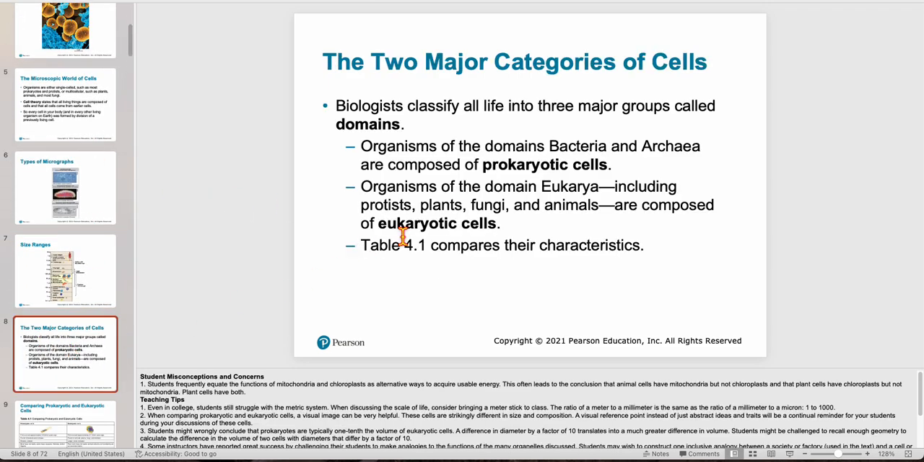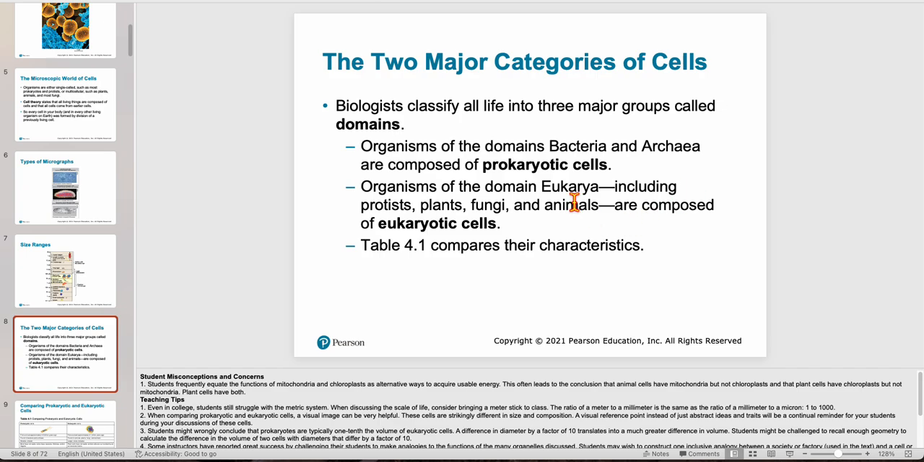Okay, next slide. Okay, this is where it's very important to know the three major groups that we call domains. Now, the first one we see here is bacteria and archaebacteria. That's the full name of this one. Bacteria and archaebacteria. Those are called prokaryotes. So bacteria and archaebacteria are prokaryotes. They're the single cell thing that we saw a moment ago.